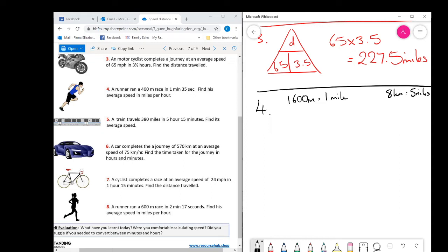So I don't want 1,600, I want 400 metres. I want that as a fraction of a mile, so to turn 16 into 4, I divide by 4. So I have to do the same to the other side. So it's a quarter of a mile he goes. Okay, so he goes a quarter of a mile in 1 minute 35 seconds. Okay. Not particularly nice still.